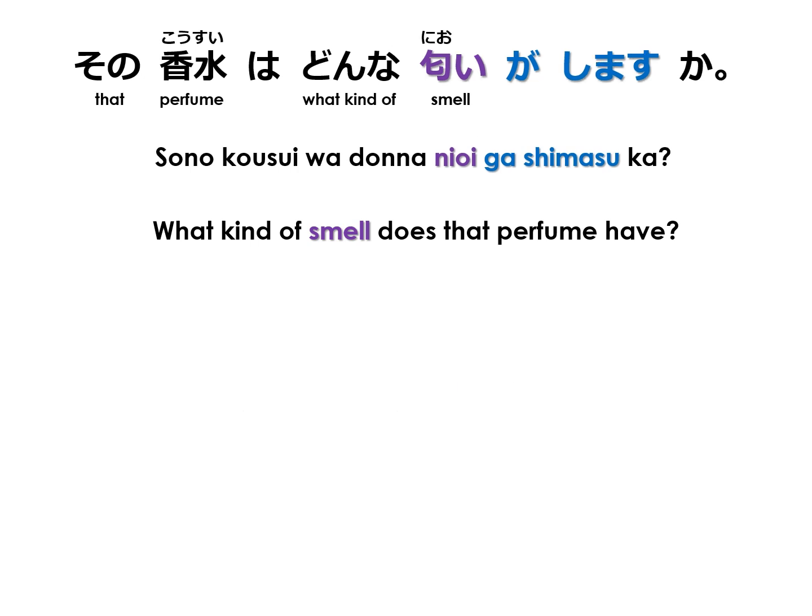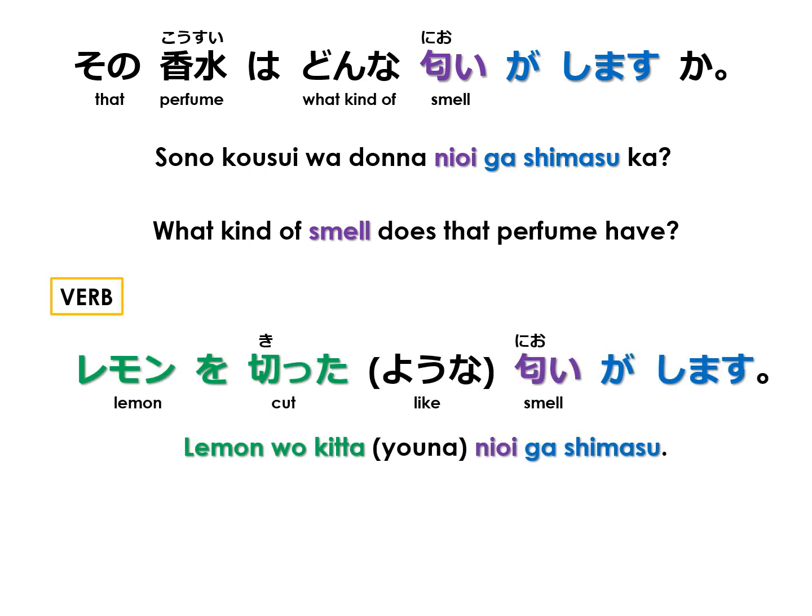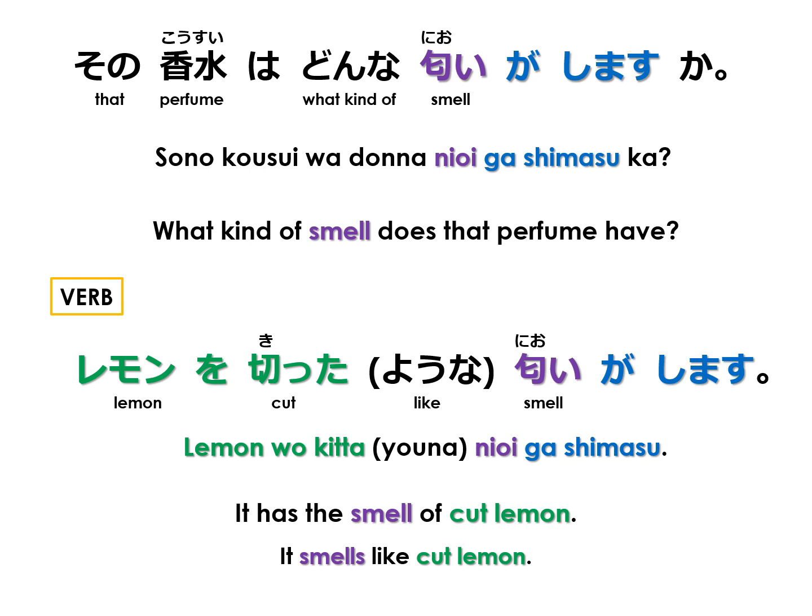その香水はどんな匂いがしますか? And using a verb clause, we can say something like レモンを切ったような匂いがします. It smells like cut lemon. And removing yona, we can also say レモンを切った匂いがします. It has the smell of cut lemon. In further examples, we will no longer use yona.